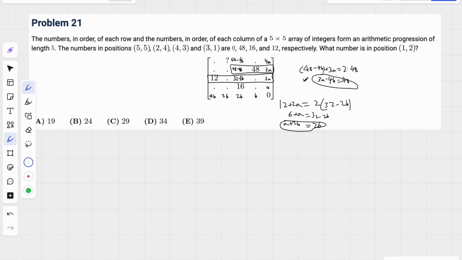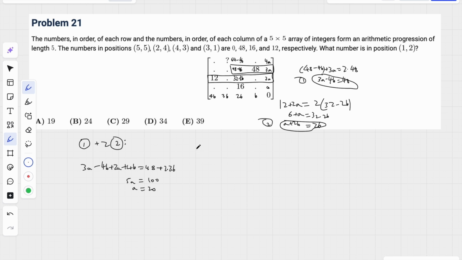So now we have these two equations. Let's number them 1 and 2. So now let's do equation 1 plus 2 times equation 2. We get 3a minus 4b plus 2a plus 4b is equal to 48 plus 2 times 26. So on the left side we have 5a, and on the right we have 48 plus 52, which is 100. So a equals 20.